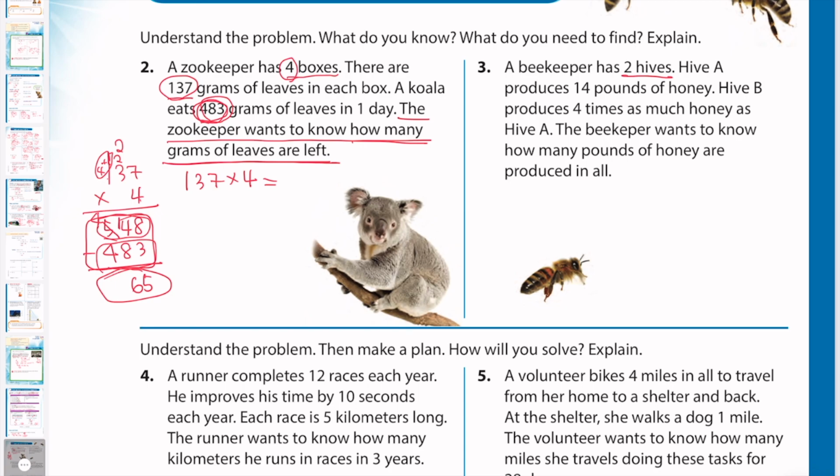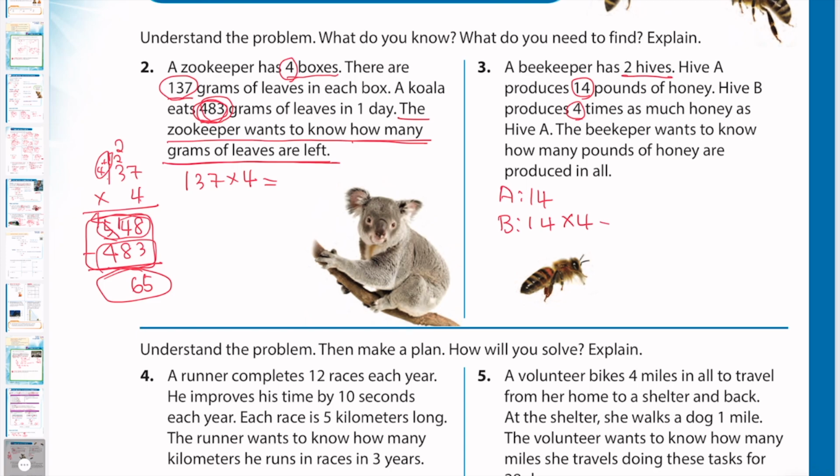And number 3, a beekeeper has 2 hives. Hive A produces 14 pounds of honey. Hive B produces 4 times as much honey as Hive A. The beekeeper wants to know how many pounds of honey are produced in all. So Hive A produces 14 pounds of honey, and Hive B produces 4 times as much honey as Hive A.